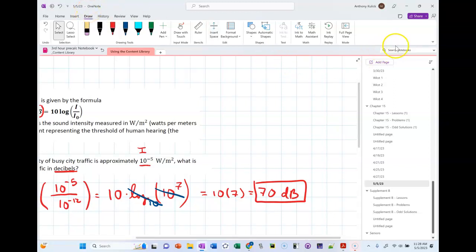Log is always log. If it's just written as log with no base there, it is base 10. That's called the common logarithm. When we don't write a base, we assume it's base 10. That's what your calculator does as well. If you see the regular log button on your calculator, that's what that means also. Everybody cool? Okay.